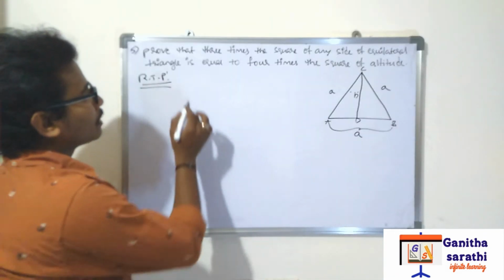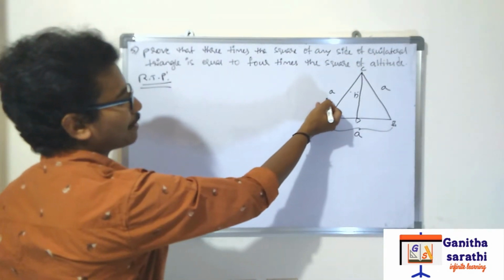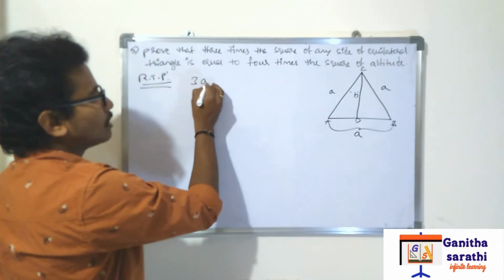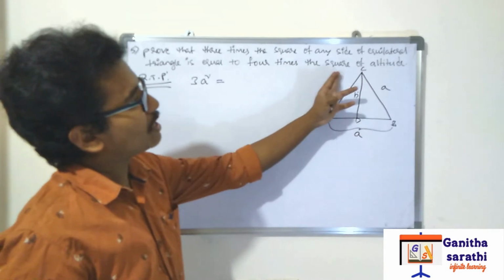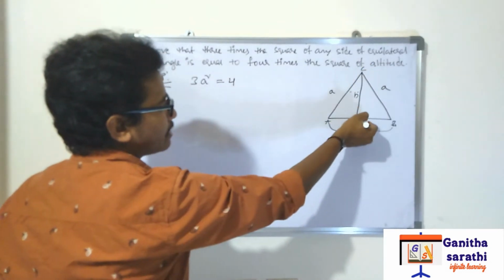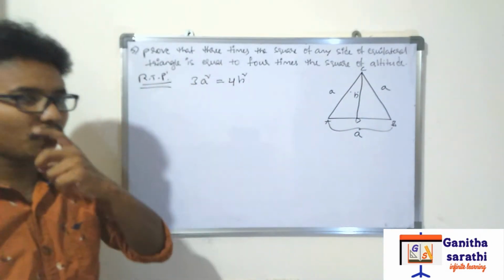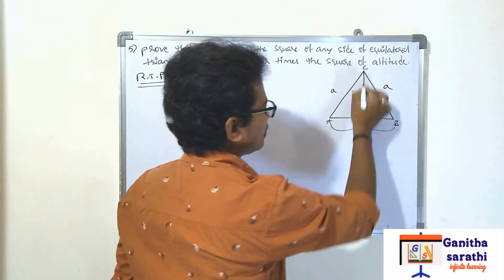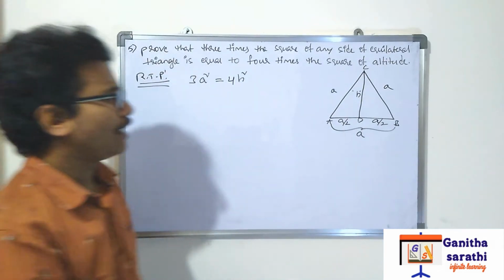So now, 3 times the square of any side of a triangle. What is the side of the equilateral triangle we are taking here? A. So 3a square is equal to 4 times the square of the altitude. What is the altitude here? CD. What is the altitude? h. h square. This one we have to prove. Now if the total is A, we can take this as A by 2 and this one also as A by 2.